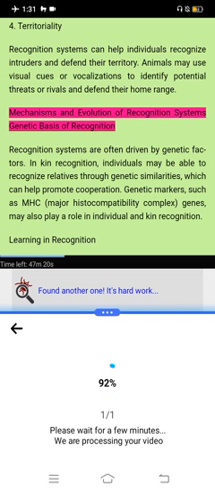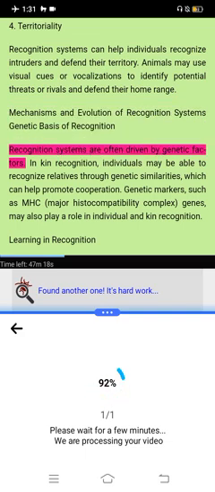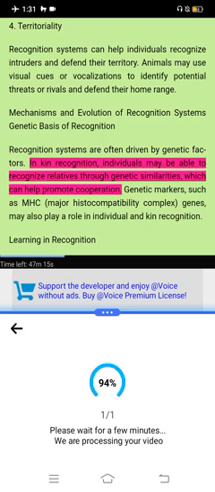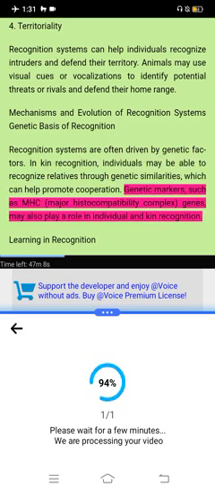Mechanisms and evolution of recognition systems. Genetic basis of recognition. Recognition systems are often driven by genetic factors. In kin recognition, individuals may be able to recognize relatives through genetic similarities, which can help promote cooperation. Genetic markers, such as MHC, major histocompatibility complex genes, may also play a role in individual and kin recognition.